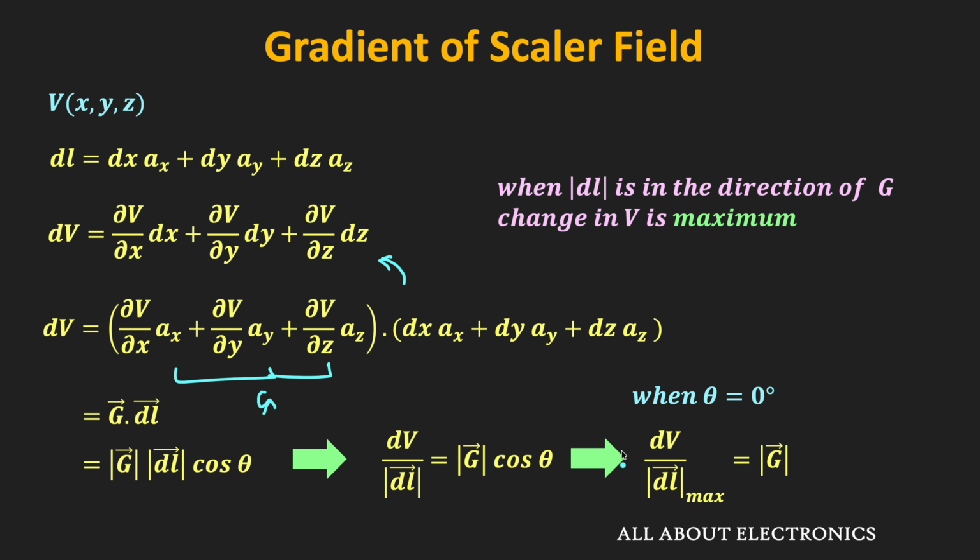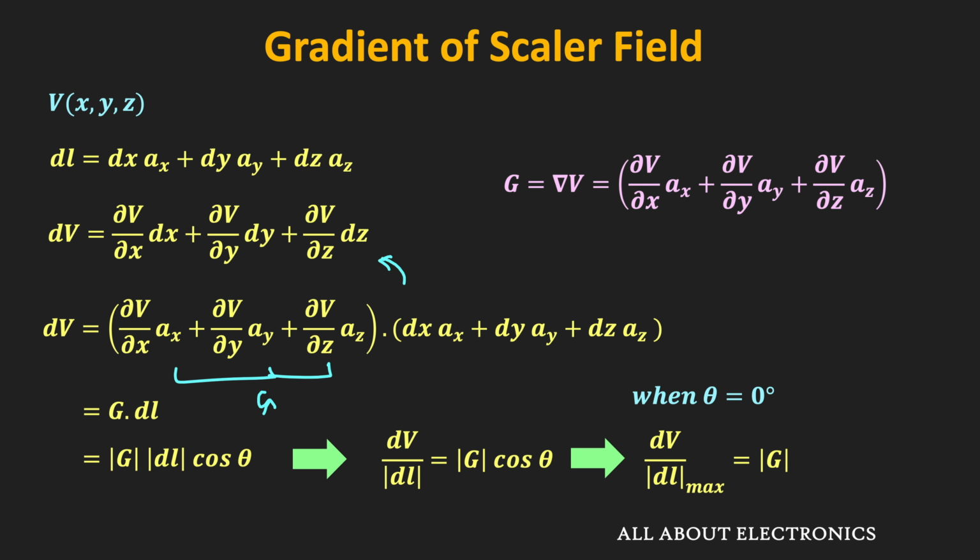And at that time, the change in the value of the scalar field will be maximum. And at that time, this dV will be maximum. So we can say that whenever dl is pointing in the direction of g, at that time, the change in the scalar field will be maximum. And we know that this g is nothing but the gradient of V. So therefore, we can say that the gradient of the scalar field always points in the direction where there is a maximum change in the scalar field.